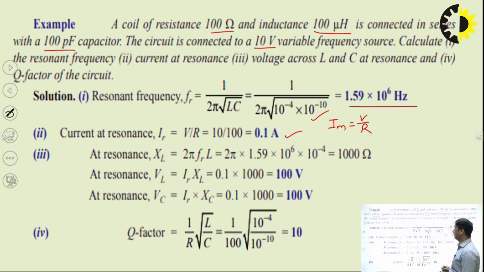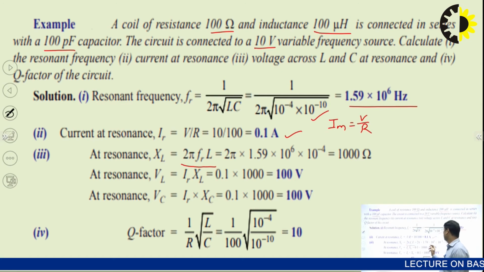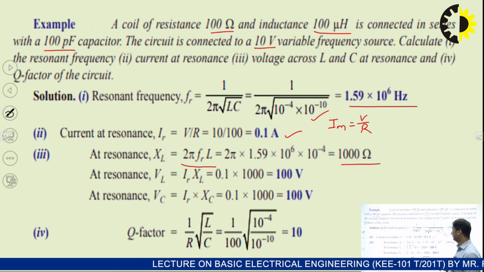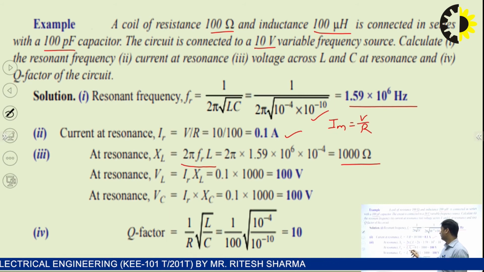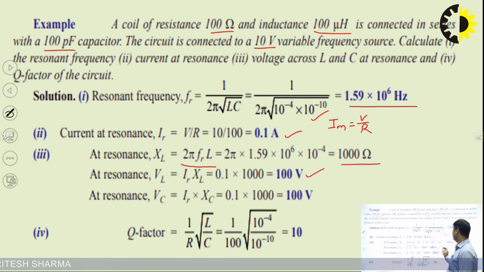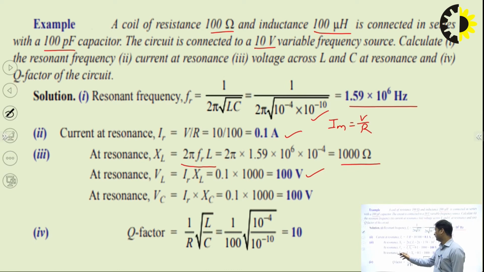Third, the voltage across L and C. For finding the voltage across L and C, we have to calculate XL and XC. XL is equal to omega L, that is 2 pi Fr into L, so this is 1000 ohm, and VL is equal to I into XL, that is equal to 100 volt. Similarly, VC is equal to I into XC, where XC is equal to 1 upon omega C. When you multiply with the current, 0.1, it will be 100 volt. So you can see that at resonance, VL and VC are equal, but they are in opposite direction.